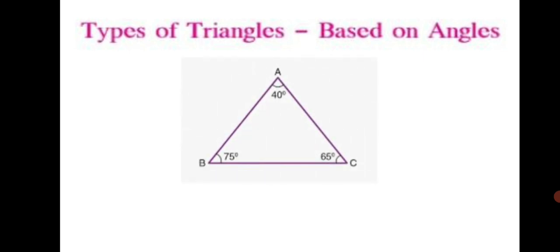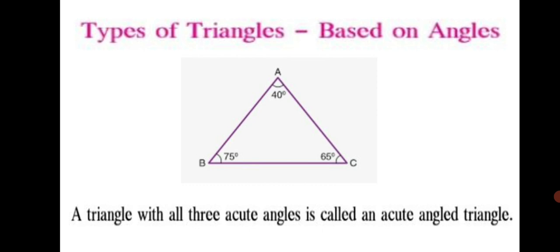In this triangle, you can see angle A is 40 degree, angle B is 75 degree, and angle C is 65 degree. All angles are less than 90 degree, means all angles are acute angles. Such a triangle is called an acute angle triangle. A triangle with all three acute angles is called an acute angled triangle.